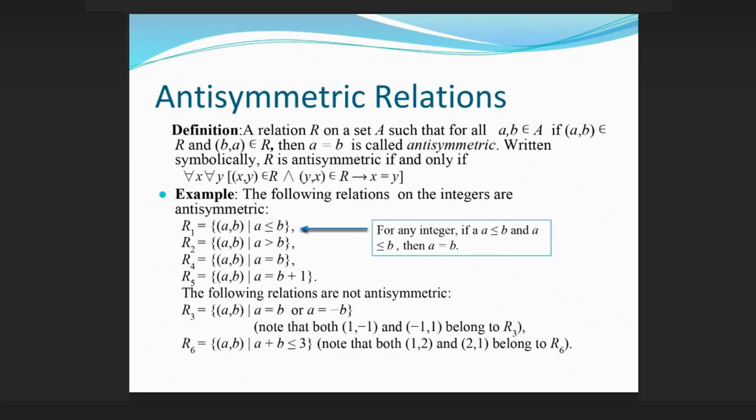The following relations are not antisymmetric. R3 equals {(a, b) | a = b or a = -b}. Note that both (1, -1) and (-1, 1) belong to R3. R6 equals {(a, b) | a + b ≤ 3}. Note that both (1, 2) and (2, 1) belong to R6. For any integer, if a ≤ b and b ≤ a, then a equals b.